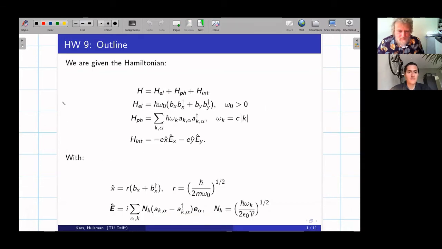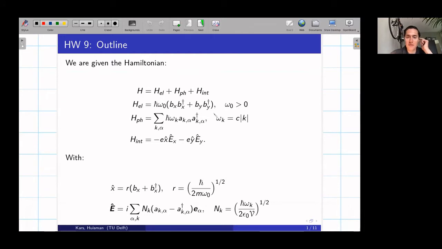So, okay, I'm going to discuss homework 9, in which we're given this Hamiltonian here. We have some matter part with this omega here. This is bigger than 0. You have two boson modes. You have also a boson bath and an interaction. I use this convention here. So the x hat is given by this thing here. You have R that's defined like here. And in the electric field, you have this coefficient which I call nk, and I write it like this. That's then my convention.